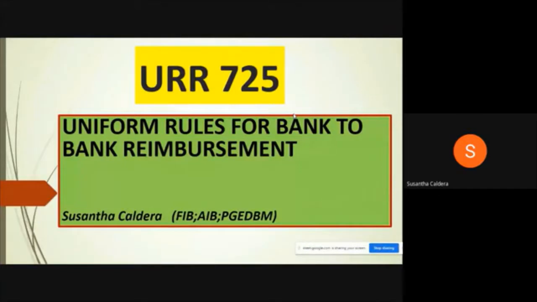Today, we have only one area to cover. I think I have covered the entire syllabus. Normally, I don't have the time to cover the entire thing, but this time, because of COVID and all those things, we managed to cover the entire syllabus. So my plan is to finish discussing URR 725, that is Uniform Rules for Bank-to-Bank Reimbursement, because I have seen a few questions on it in the past papers.